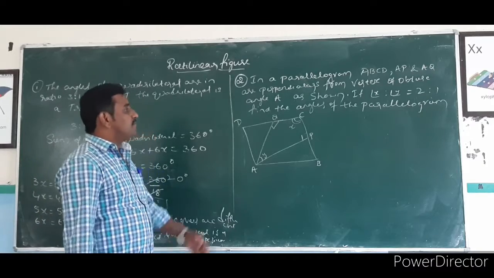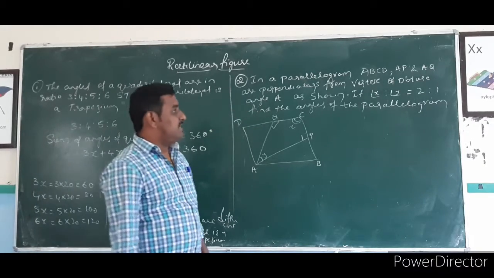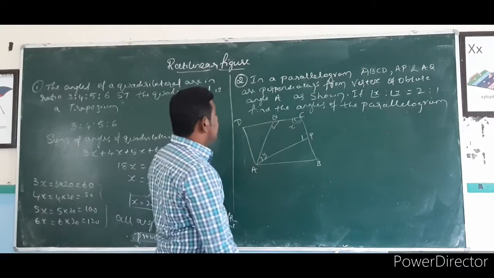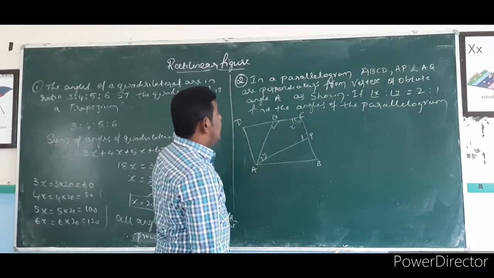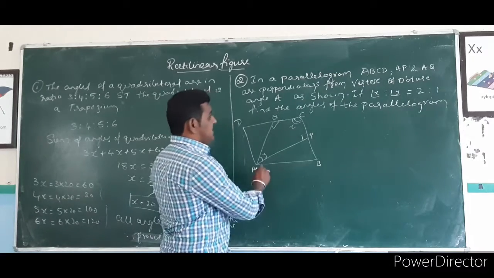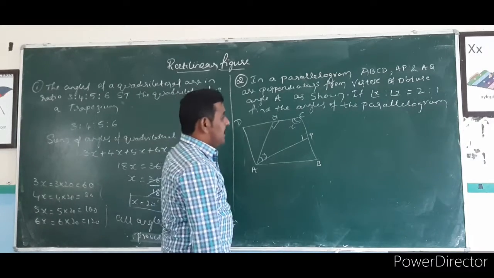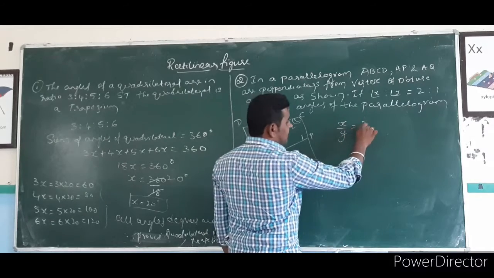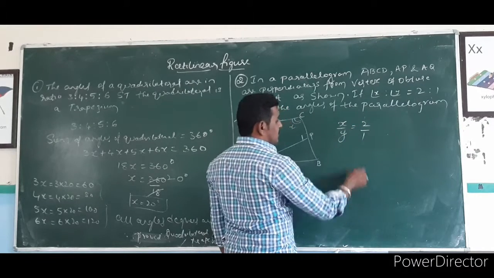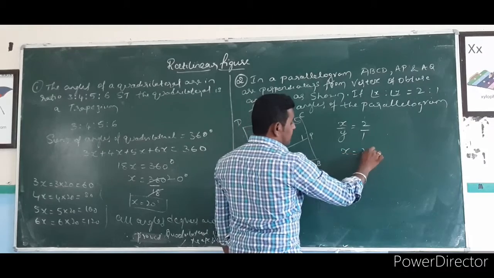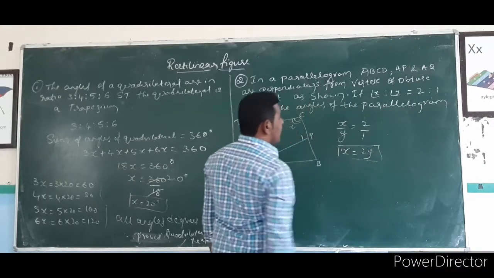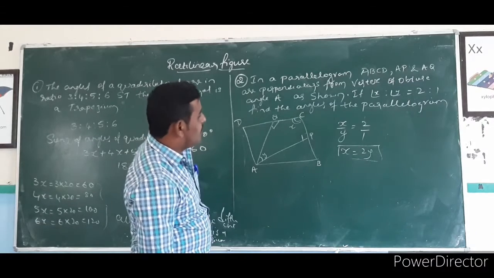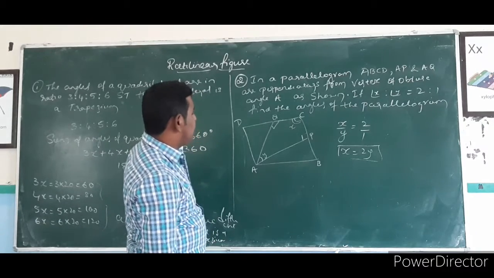Next problem. In a parallelogram ABCD, AP and AQ are the perpendiculars from the vertex A. Show that angle x divided by y is equal to 2 divided by 1. So if you cross multiply, x is equal to 2y. We are getting that. Next, find the angles of the parallelogram.